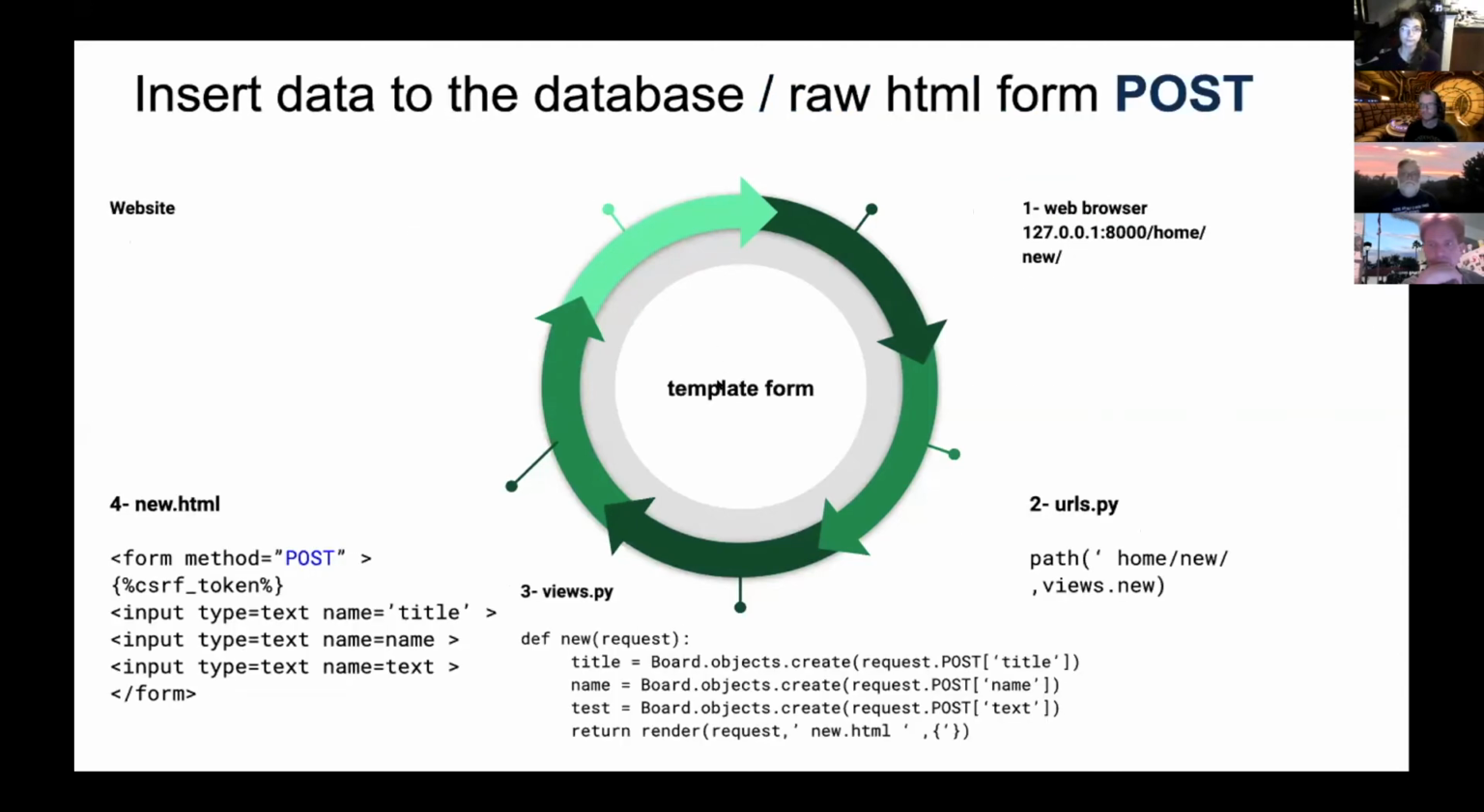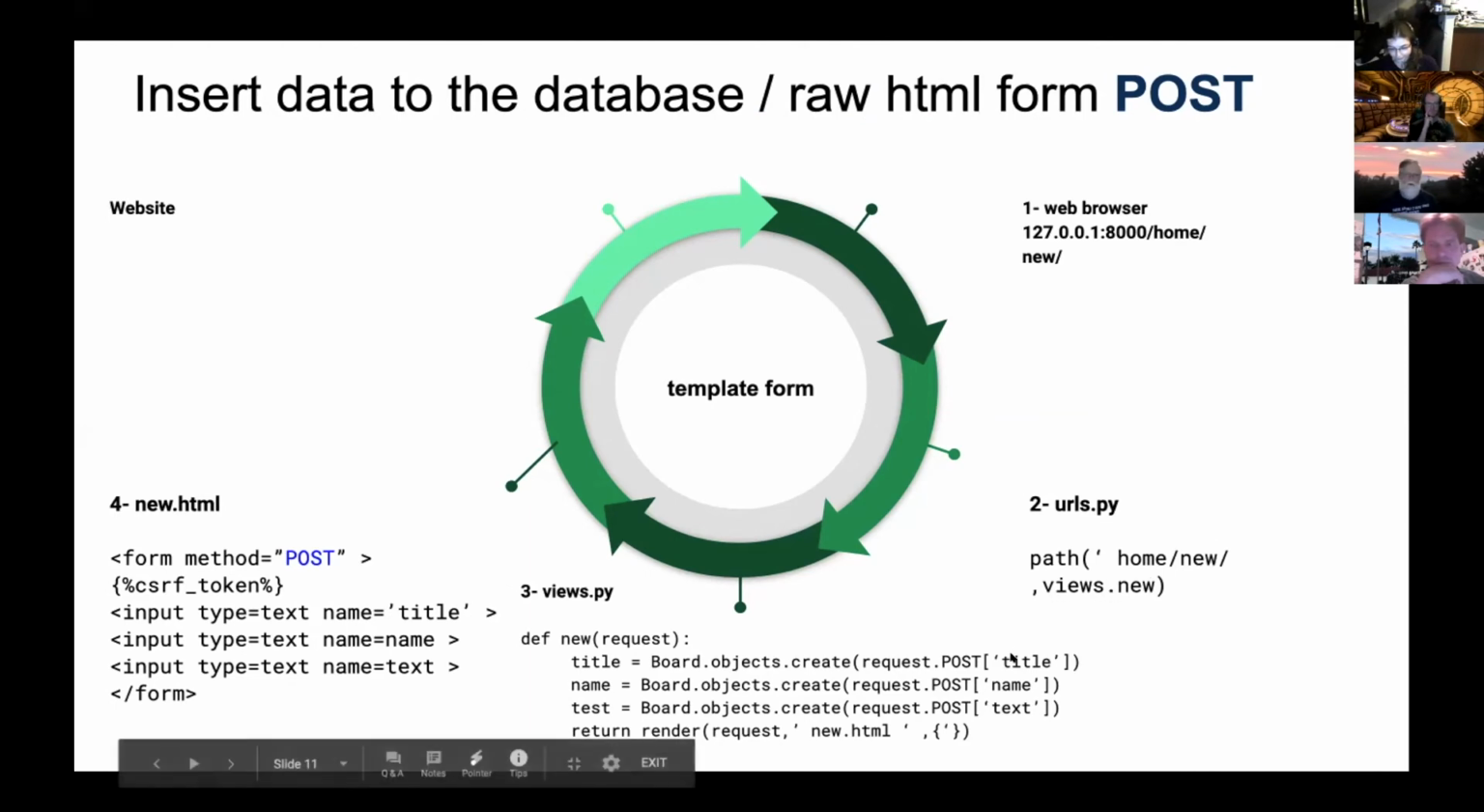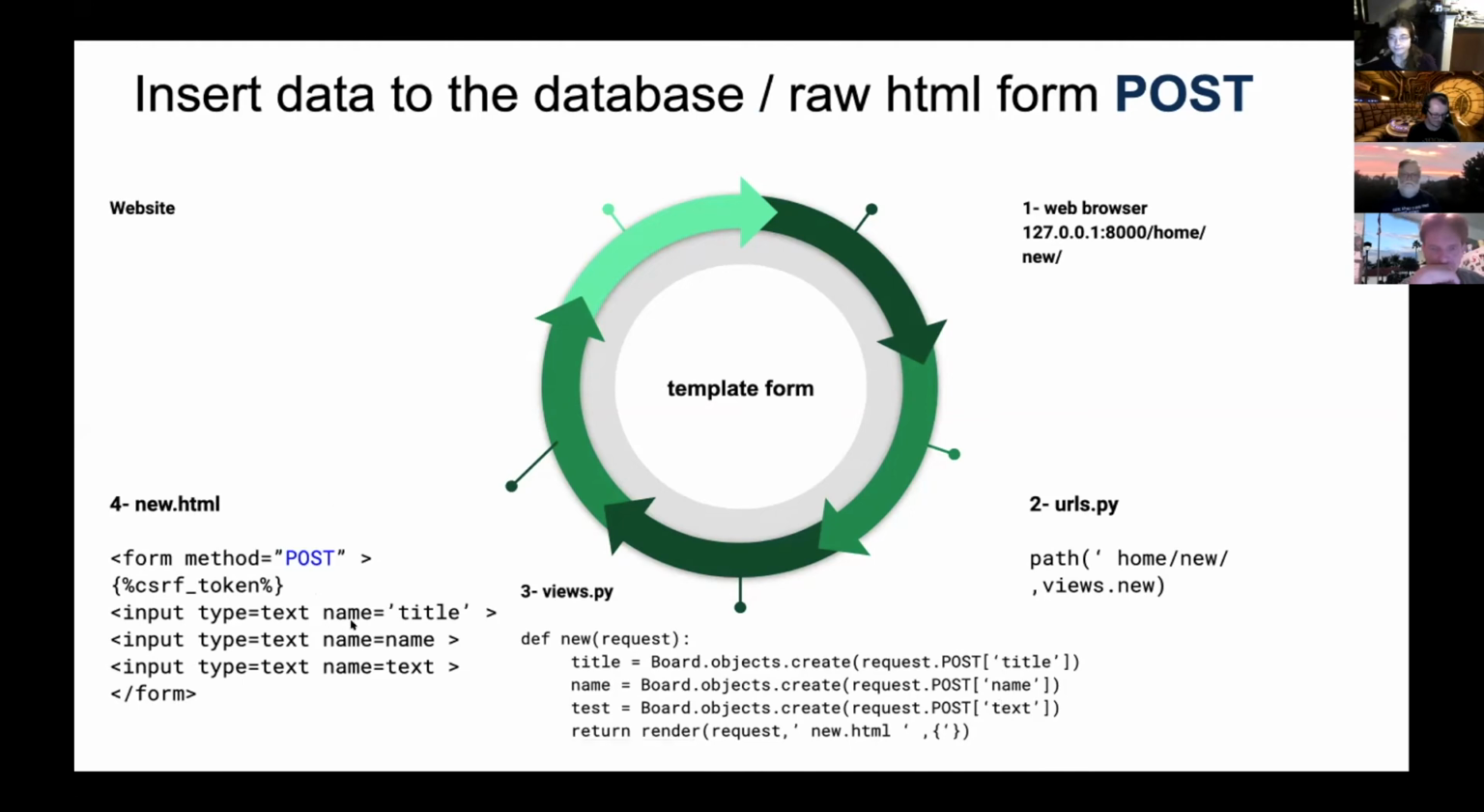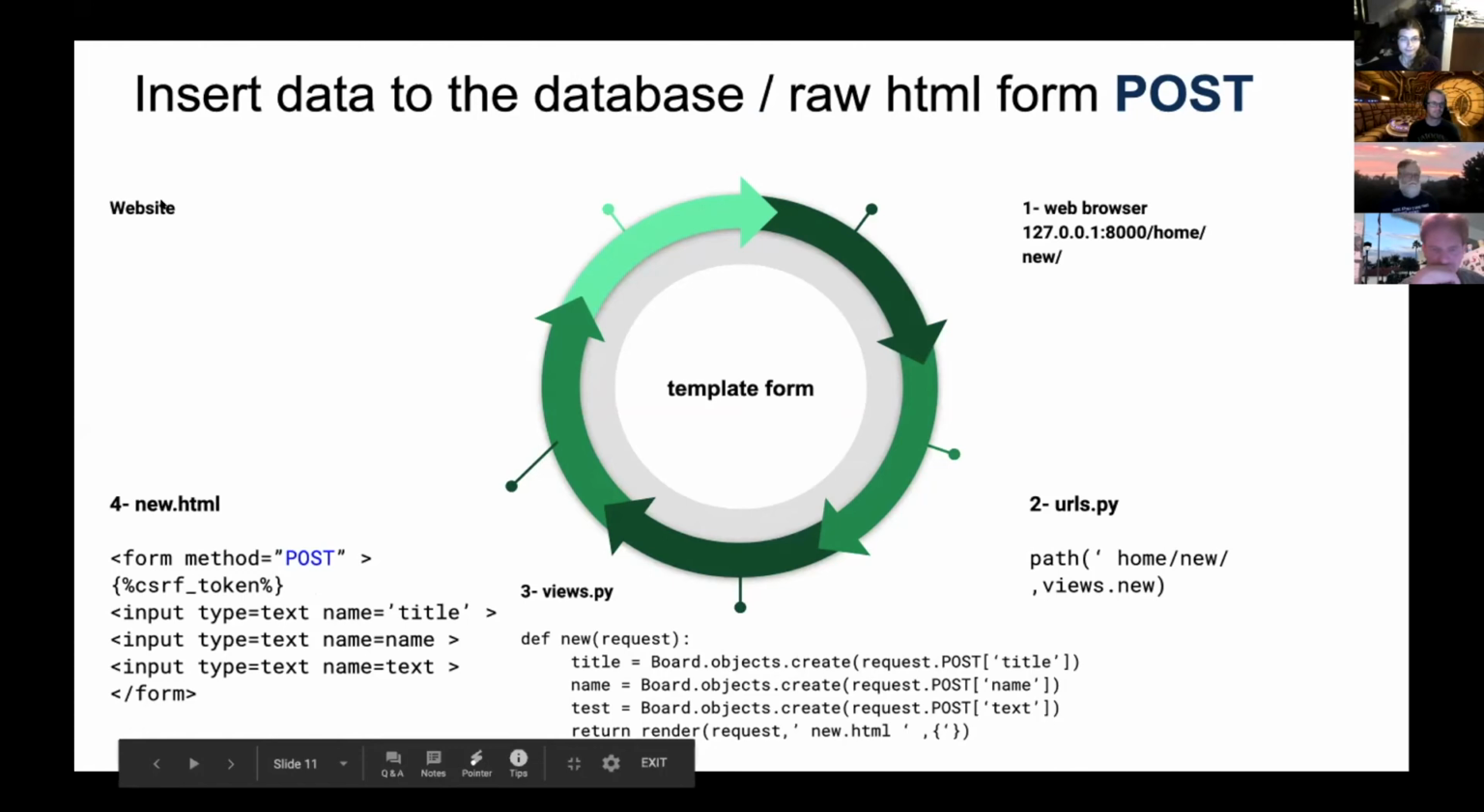Here, if you want to post something, like you want to add something to the database, you have a web browser, you hit a link, a URL, you will go to the home menu, let's say with a function called view. So here I'm using the raw HTML form, which I'm saying, okay, title is equal to board.objects.create. The request.POST that I take from the HTML, which name is title or name is text or whatever I named it inside the HTML. And of course, then the website.